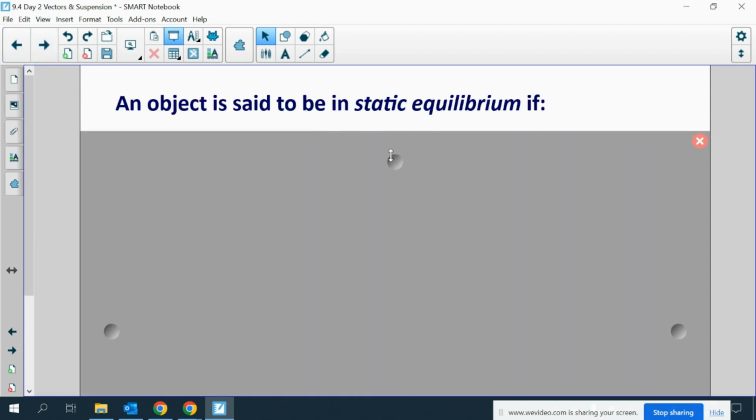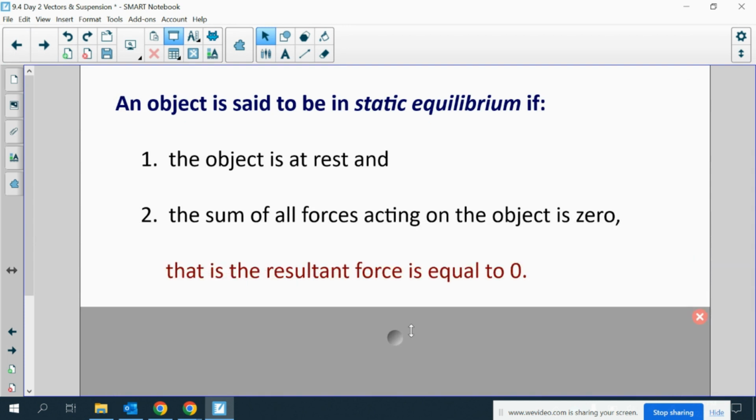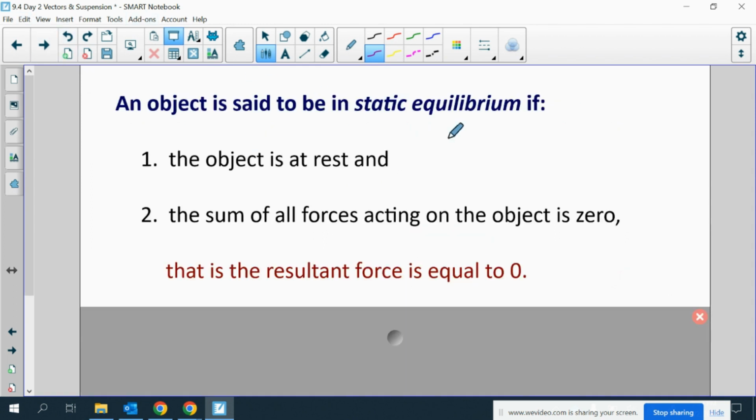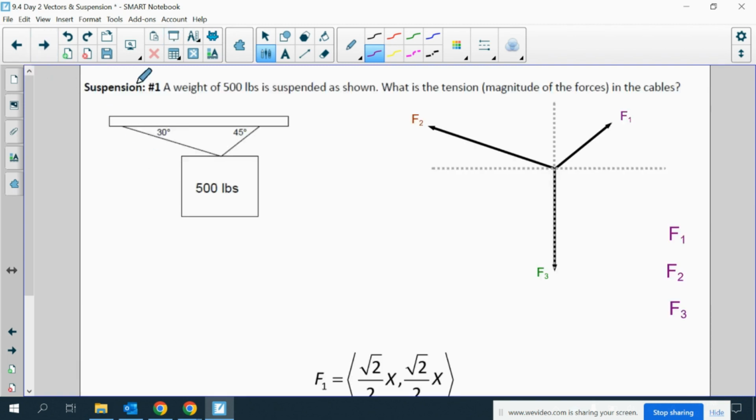Now, an object is said to be in static equilibrium if it's at rest and the sum of all forces acting on the object is 0. In other words, the resultant force is equal to 0. So in this problem, the resultant force was non-zero, right? Something started somewhere and ended somewhere else. So this was what actually happened to the object. If we have static equilibrium, the object is not going anywhere.